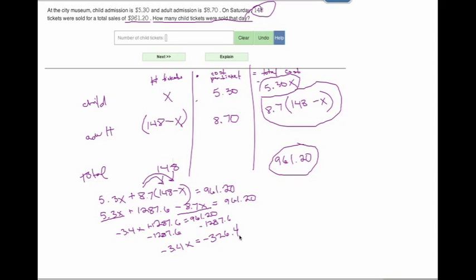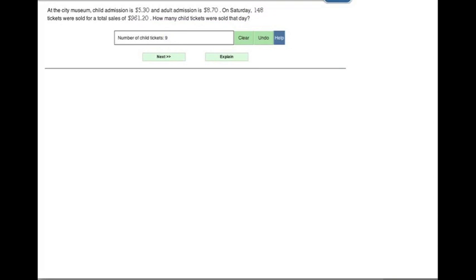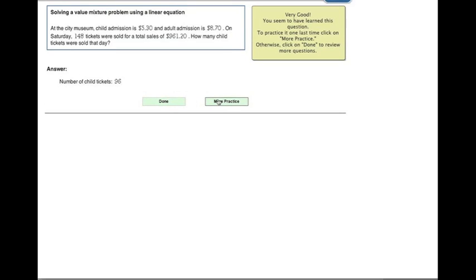Now we can divide negative 326.4 by negative 3.4, and we get x equals 96. Okay, and then we can look back at our table to remind us what x stands for. x stands for the number of child tickets. And the problem asks how many child tickets were sold that day. Well, we found the answer. The answer is 96 child tickets were sold that day. So let's put it in. Okay, good job. Let's try another one.